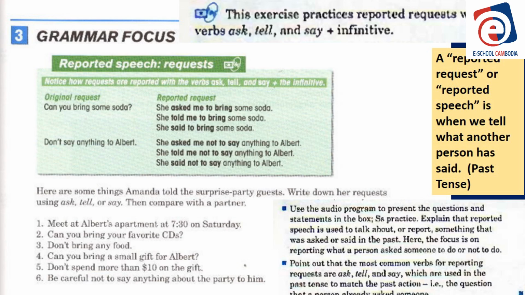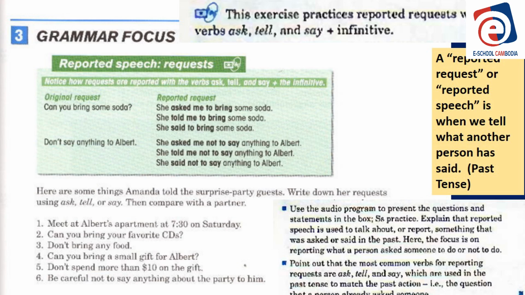All right, and so you need to practice saying these. Ask the question and then give all three answers. Practice saying that. And if you look below, here are some things Amanda told the surprise party guests. Write down her request using ask, tell, or say. Then compare with a partner. And I'm your partner. And so you have 6 statements.